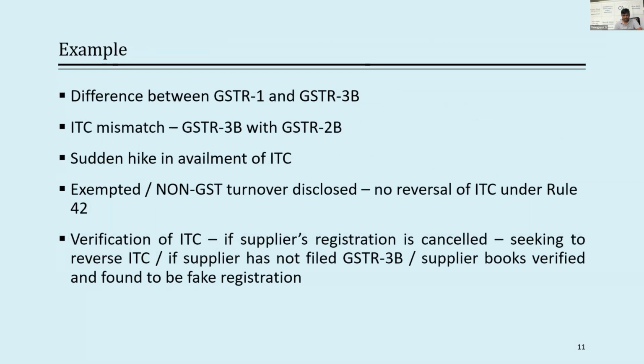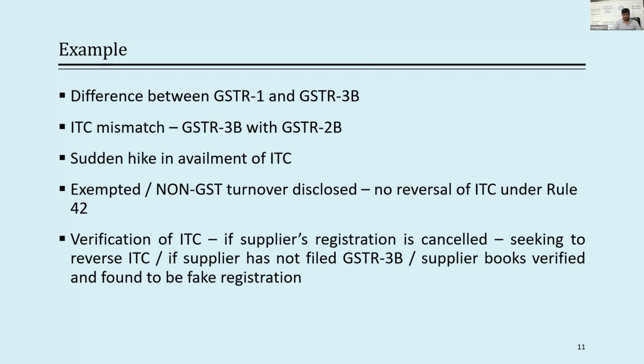Okay. So I'm just giving certain examples of reasons for which ASMT 10 may come up. One difference may be between your GSTR 1 and GSTR 3B. If there is any apparent error in GSTR 1 and 3B, as in my initial example, GSTR 1 turnover is 1 lakh, while 3B is coming, it is only 80,000.